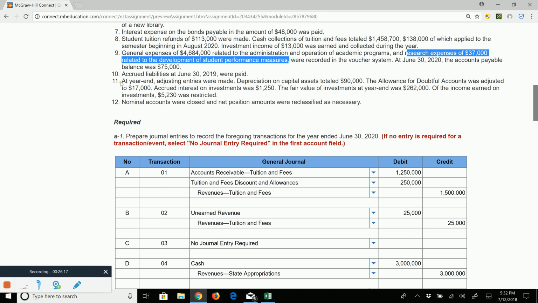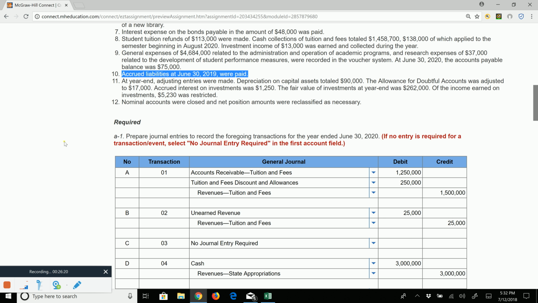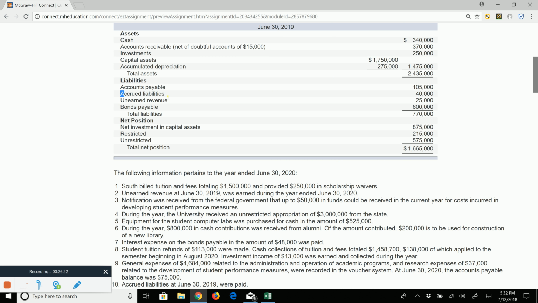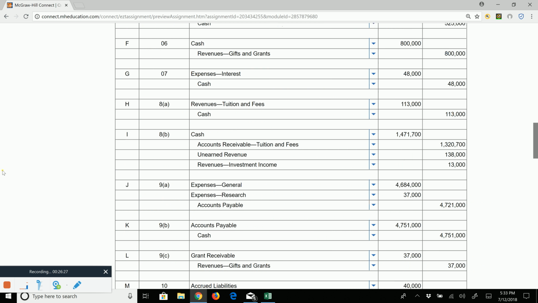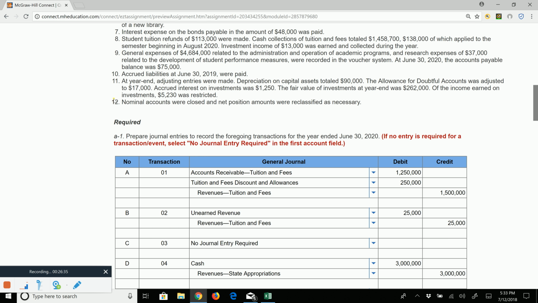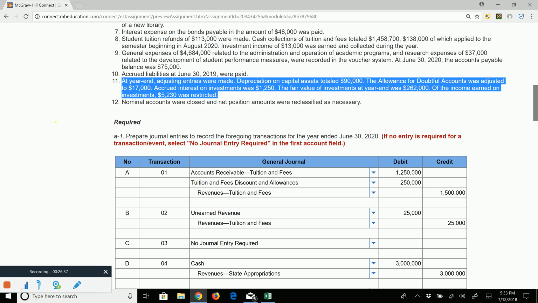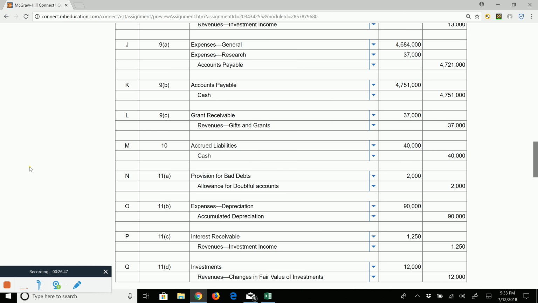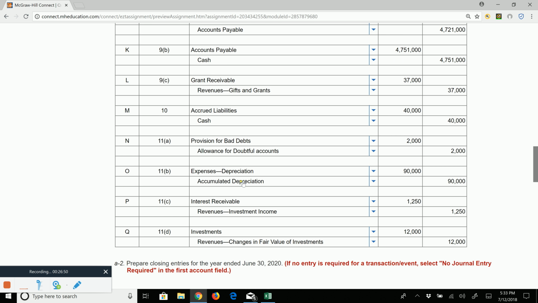All right, number 10, accrued liabilities as of the end of the prior year were paid. And if I look, it says accrued liabilities were $40,000, so they were paid. The journal entry, debit accrued liabilities, credit cash. And lastly, number 11, these are the year-end adjusting entries, and we have a whole bunch of them. We'll take them one by one. So number 1, depreciation on the fixed assets were $90,000, so we will debit depreciation expense, credit accumulated depreciation.